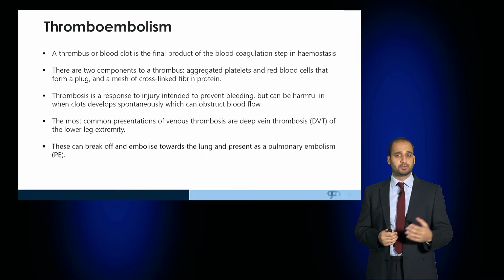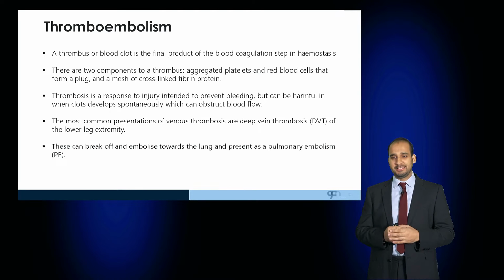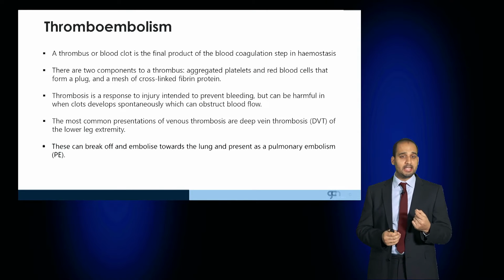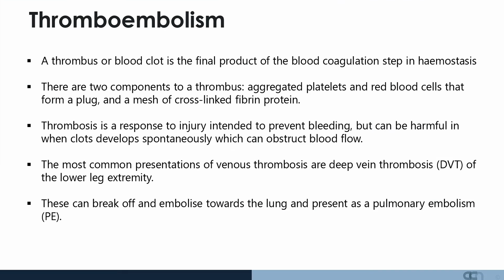These can go and obstruct blood flow. Common presentations include venous thrombosis in the deep venous system of the legs. These can embolize, break off, and go towards the lung, where they can present as a pulmonary embolus, the heart to give rise to an acute coronary syndrome, the brain to give rise to a stroke, the mesenteric arteries to give rise to abdominal angina.